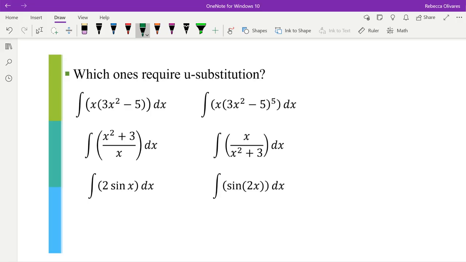If you said everything on the right-hand side, you would be right. Everything on the right-hand side, they all require use of substitution. Let's talk about that in a bit more detail.